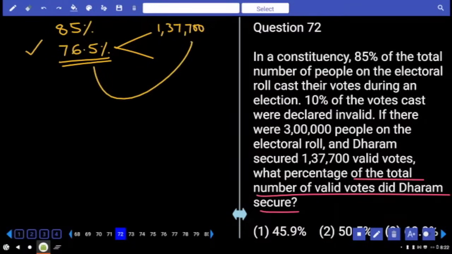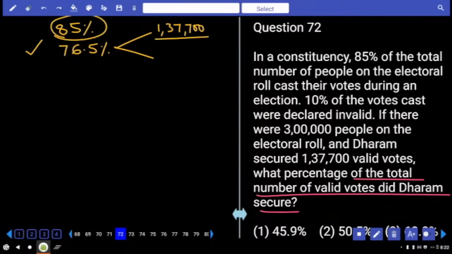But the problem is, one is in percentage, the other is in number. Correct? I don't want to calculate 76.5 in terms of a number. Let me convert this to percentage. This 85% is compared with respect to total.